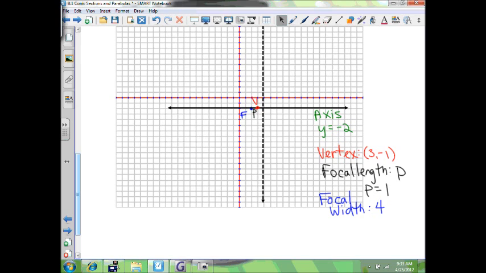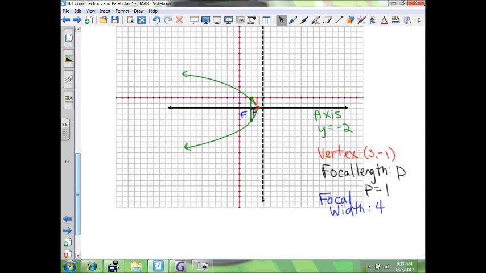Now it says, use focal width to locate, plot, and label the endpoints of a chord of the parabola that parallels the directrix. Because the focal width is 4, we're going to go up 2 from the focus and put a dot, and down 2 from the focus and put a dot. This chord is parallel to the directrix. Now we need to sketch the parabola. To sketch this parabola, we're going to go from our vertex through the points, right like that. There's our parabola.